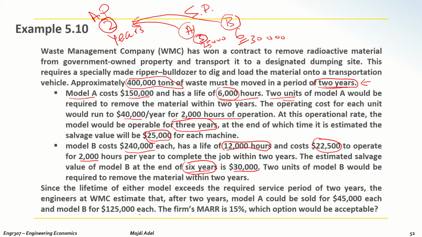So, since the lifetime of either model exceeds the required service period of 2 years, the engineers at WMC estimated that after 2 years, Model A could be sold for $45,000 and Model B could be sold for $125,000. If the minimum attractive rate of return is 15%, which investment is acceptable or profitable?